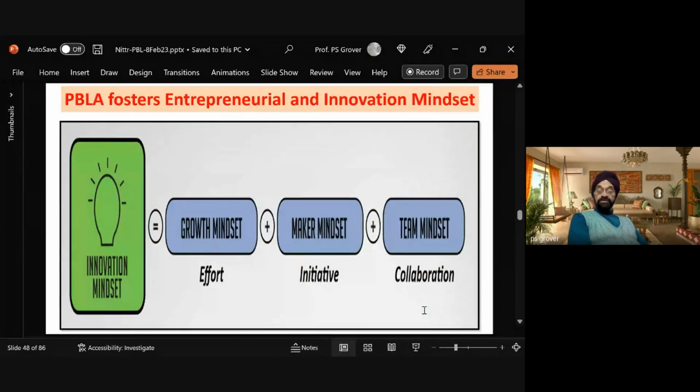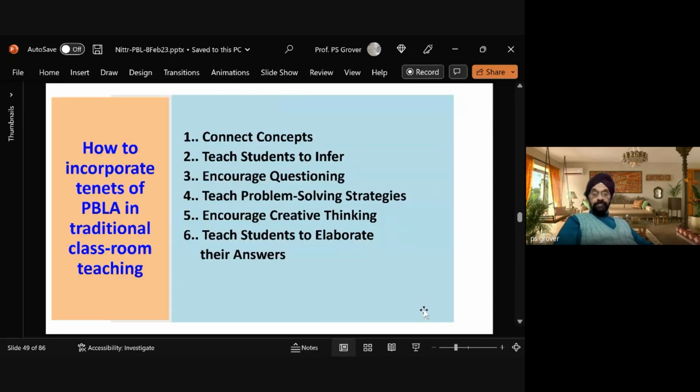So PBLA fosters an entrepreneurial innovative mindset. Innovative mindset means growth mindset plus a person taking initiative, then team working, that helps you to develop an entrepreneurial mindset. When a student goes and works on a complex real-life project, and you tell him this is the learning chart that you have prepared, it will motivate a student to learn these things. So, how to incorporate tenets of PBLA in a traditional classroom?